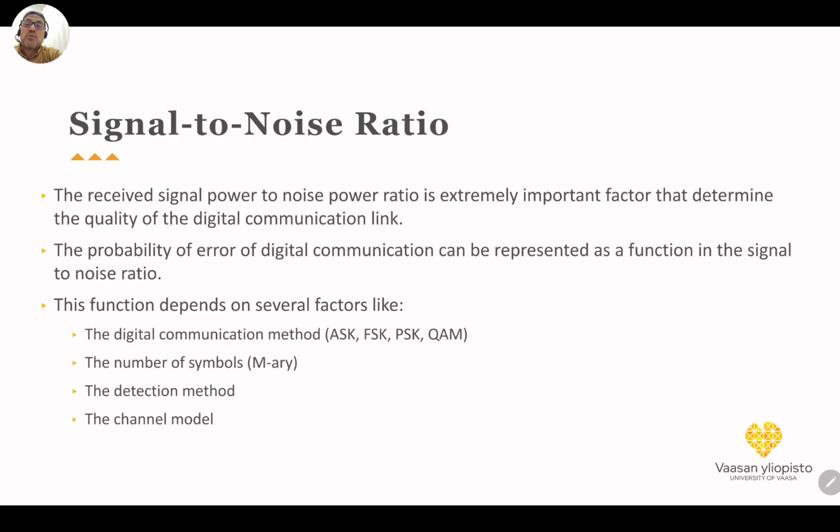So the probability of error is related to the signal to noise ratio, and we have a certain version of the signal to noise ratio which is more suitable for digital communication. It is called the energy per bit over the noise spectral density, and this will be explained in the coming clip. We will talk more about noise and the performance measures of digital communication.